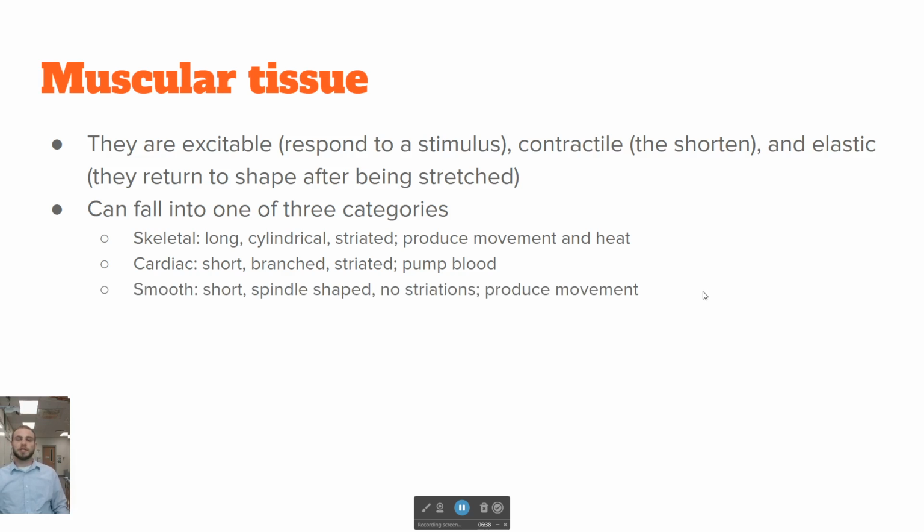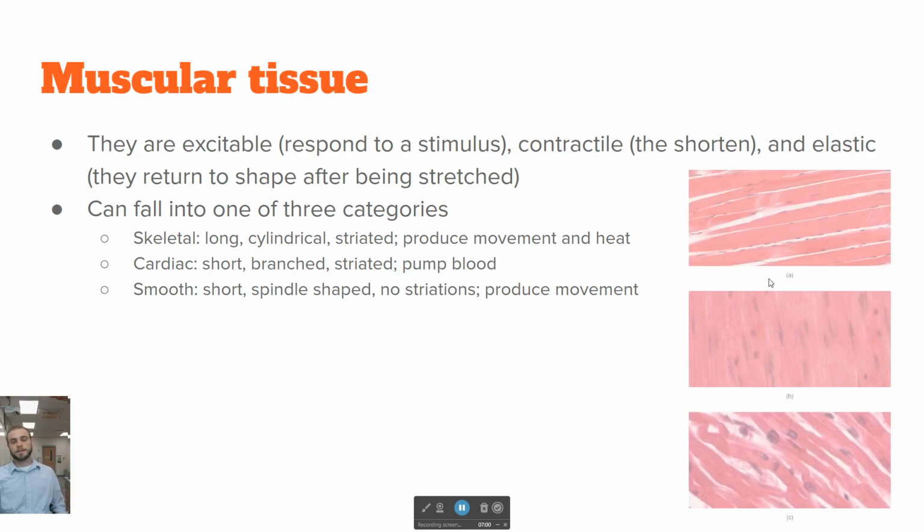And then you have smooth muscle tissue. Those cells are very short. They're spindle shaped, kind of like an exaggerated football shape, and they do not have striations. They do have actin and myosin, but they are not organized in straight lines like they are in skeletal and cardiac muscle. Smooth muscle makes up a lot of your digestive organs and things like that, which are producing movement. So you can see here the differences between your skeletal, your cardiac, and your smooth muscle.